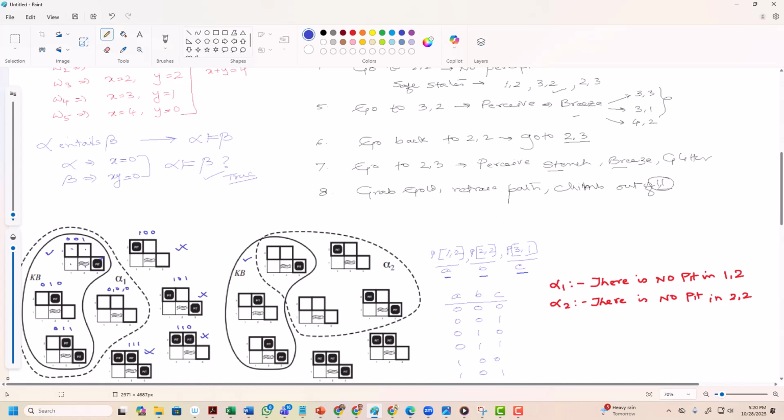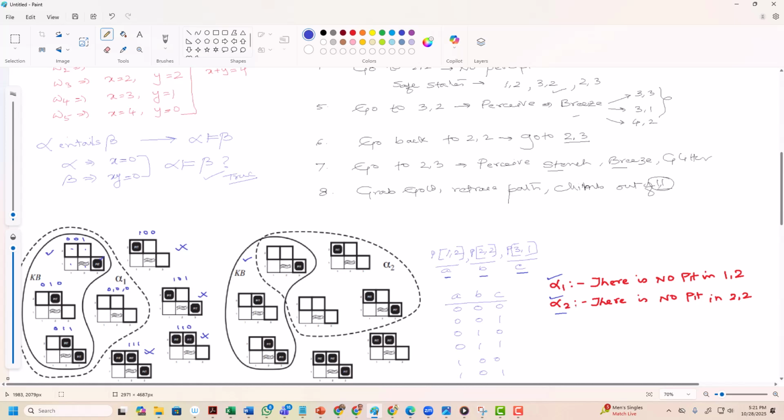Now there are in fact just 3 models in which the knowledge base is true, and these are shown using this solid line, right? So now let us consider 2 possible conclusions. The first one is this alpha 1, that there is no pit in 1, 2, and alpha 2, that there is no pit in 2, 2. These are two sentences we are trying to verify, 2 possible conclusions. We have surrounded the models of alpha 1 and alpha 2 with dotted lines. So alpha 1 is this world, and alpha 2 is this dotted line, for verifying the second conclusion.